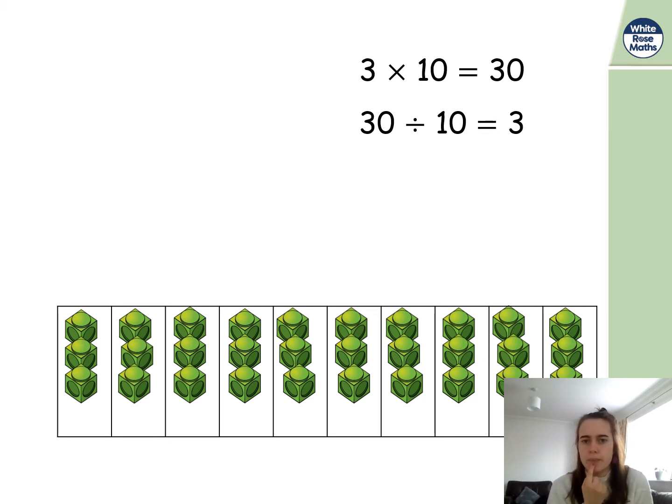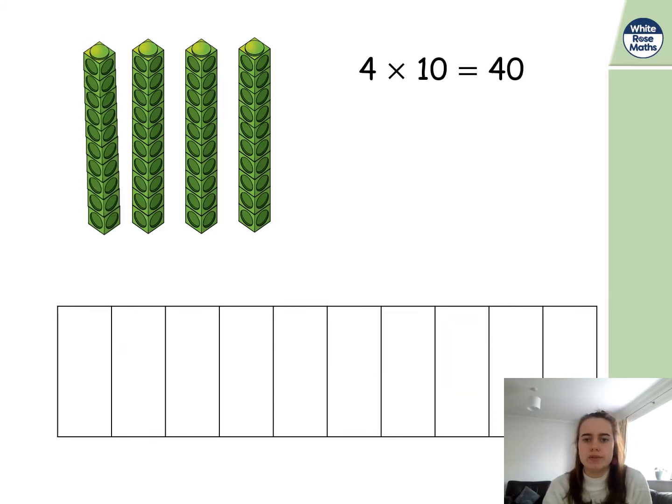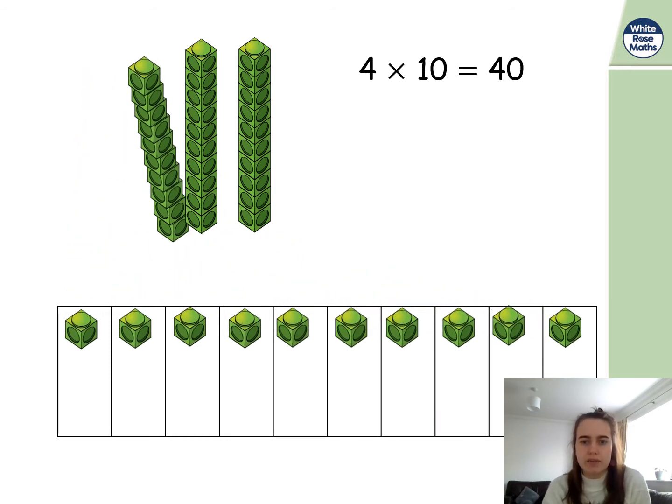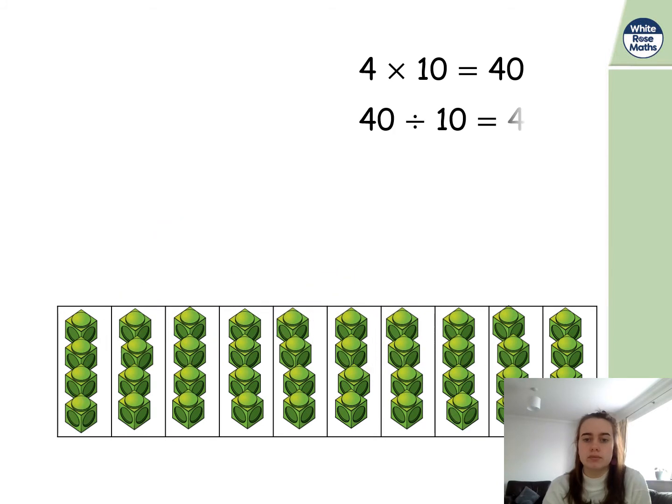What do you notice? There's a pattern that's forming. Let's try it with 40. 4 times 10 is 40. What do you think 40 divided by 10 may be? That's right, 40 divided by 10 equals 4.